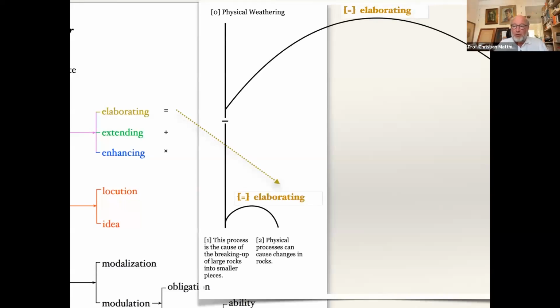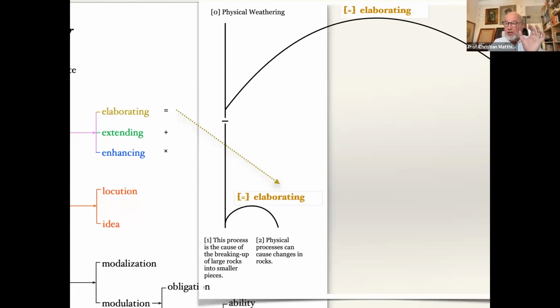This comes from a factorial explanation. I'll show you the text, build it up for you step by step. So the factorial explanation is about physical weathering. It comes from a study by Robert Veal. So physical weathering, this process is the cause of the breakup of large rocks into smaller pieces. So that's a kind of definition, characterization of physical weathering.